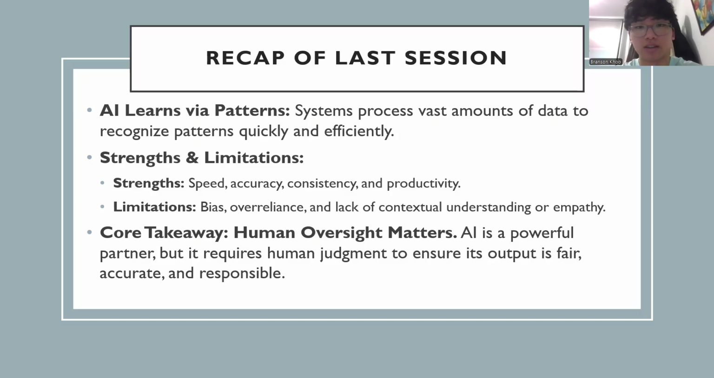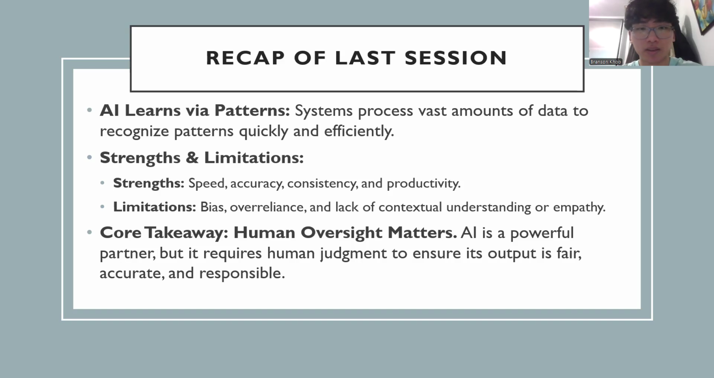Before we dive in, let's take a quick moment to recap what we covered last session. We explored how AI learns, how it recognizes patterns in data, and how it can process large amounts of information quickly and efficiently. We also talked about its strengths, such as accuracy, consistency, productivity, and speed, and its limitations, including bias, over-reliance, and lack of contextual understanding. The key takeaway was that human oversight matters. AI can be a powerful partner, but still needs human judgment to keep it fair, accurate, and responsible.